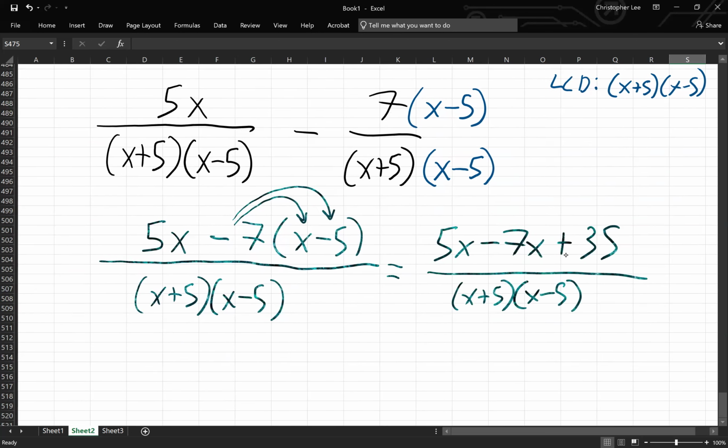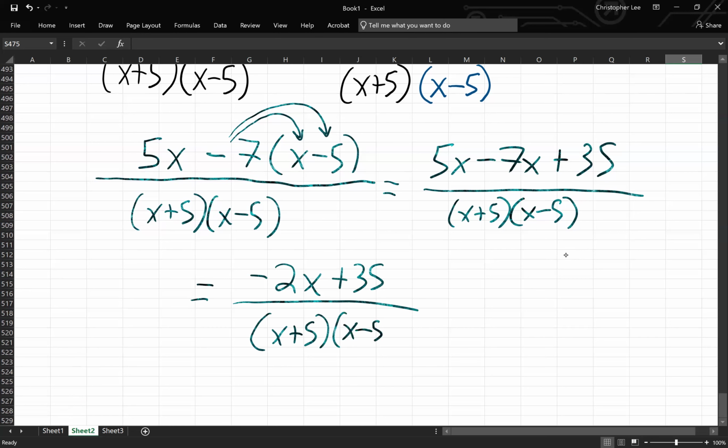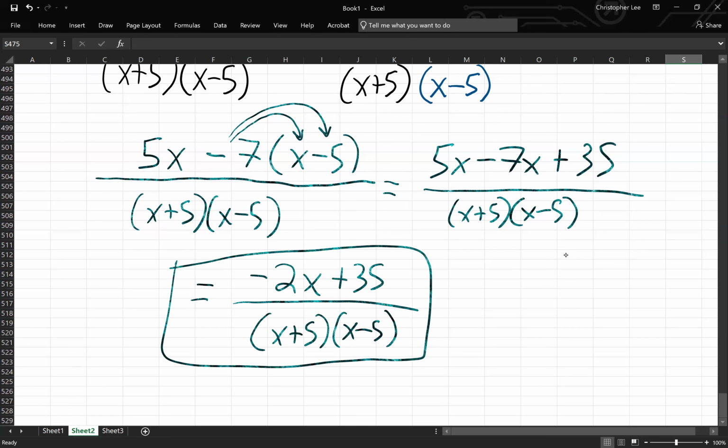And now 5x minus 7x is, what's that? Negative 2x plus 35 over x plus 5, x minus 5. And that's it. This is all I'm looking for. Any questions on this?